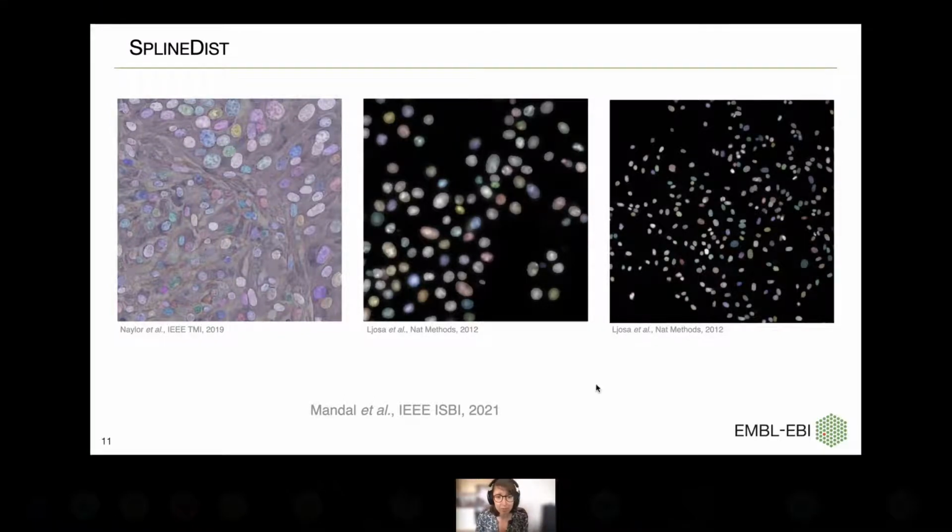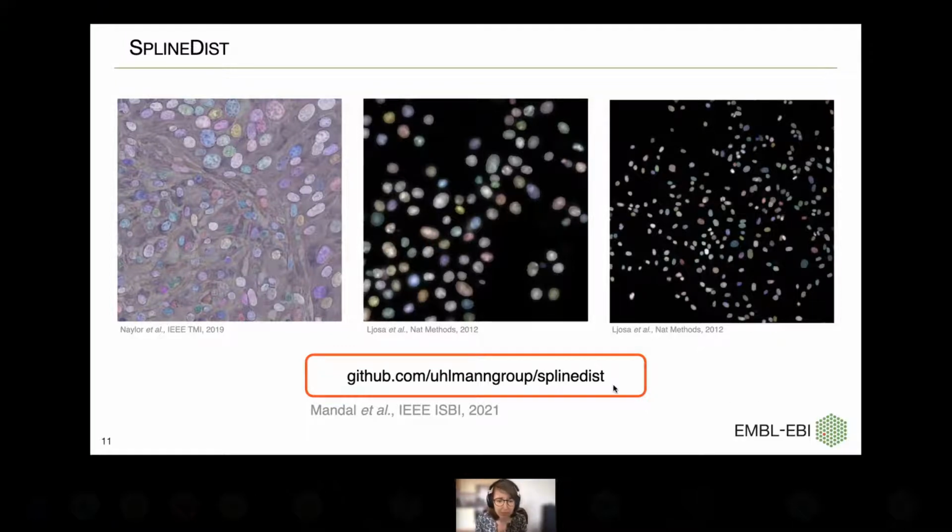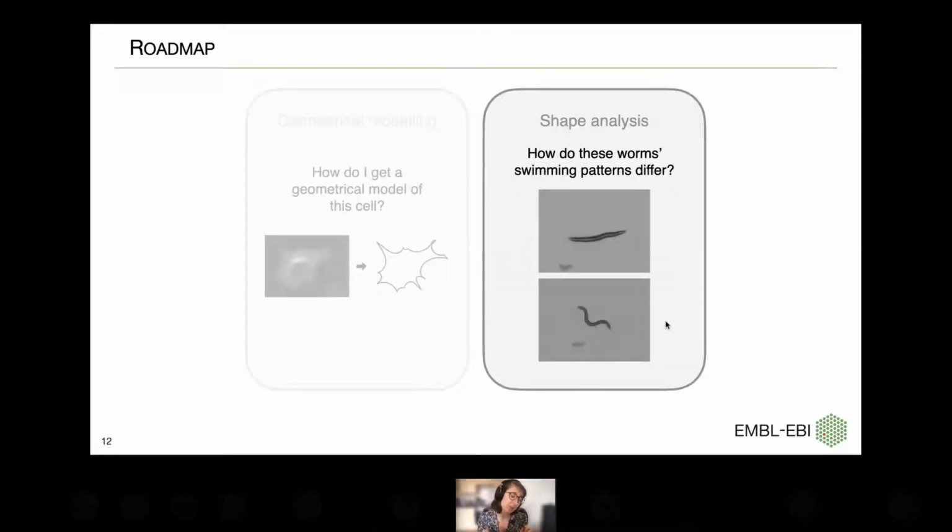This SplineDist method has now been used by several people. Sorry, something went wrong in this slide. I encourage you to have a look at the paper, at some talk, and at our code if you want to use that yourself. And because this was previously explained quite a lot in another talk, I won't go too much into details, and we're now going to assume that we have a way to get these geometrical models out of images.